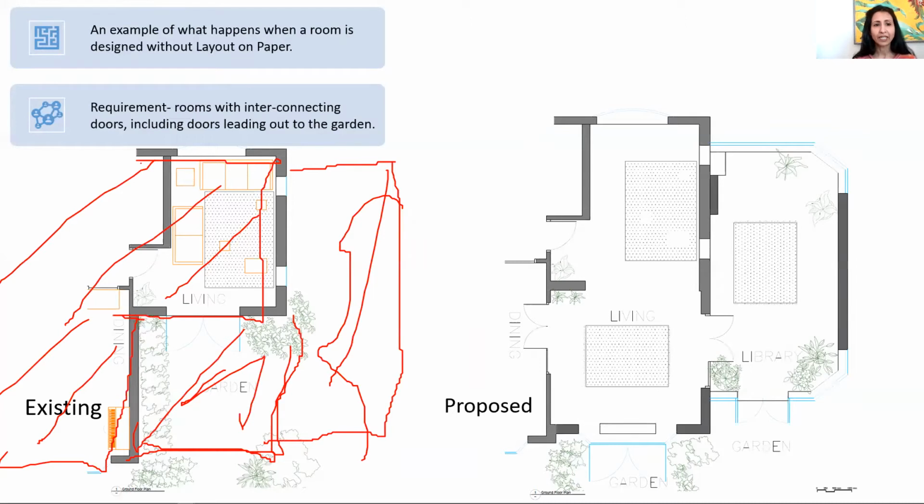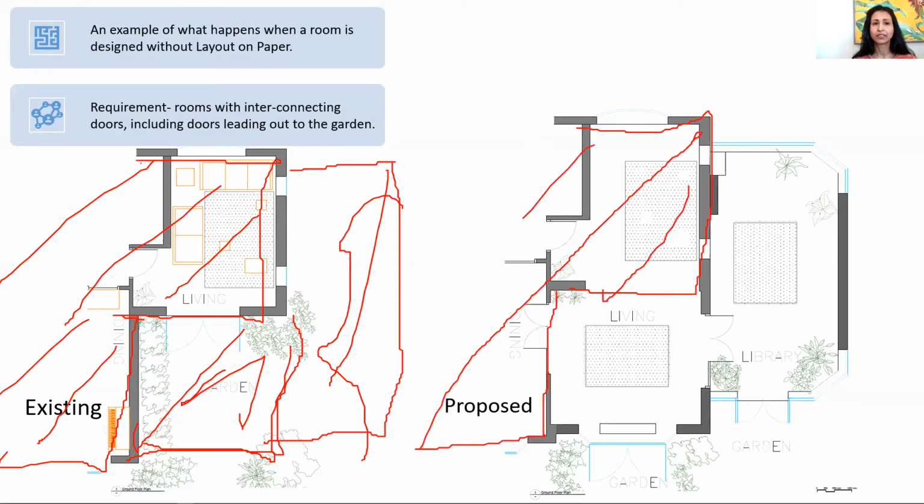So again, this is what was actually constructed on site, which I've drawn later. There was no layout when all this was being made. So this is all existing that you see. And this is the new living that was added and a big library that was added.